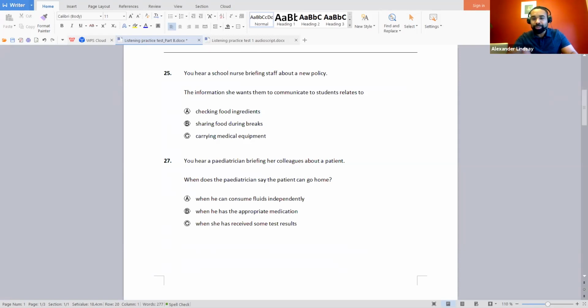Actually, sorry, just before we do that, one other thing. Any predictions in terms of paraphrasing? Any ideas about options A, B, or C and how they might be paraphrased? What might be used, for example, instead of saying checking, what could be used in place of that?